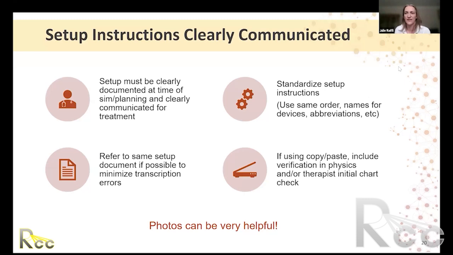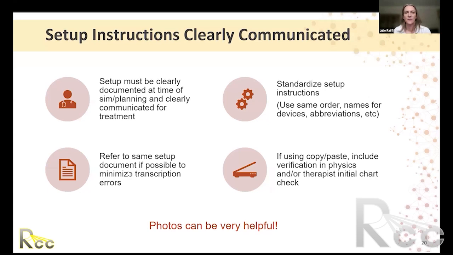One way to help with this is standardizing your setup instructions. So making sure that everyone who's writing down setup notes is using the same order for instructions, same names for devices, same abbreviations, etc. So then no matter who's writing the notes, it has the same format and everyone knows what those abbreviations mean and will recognize them when it's time for treatment.